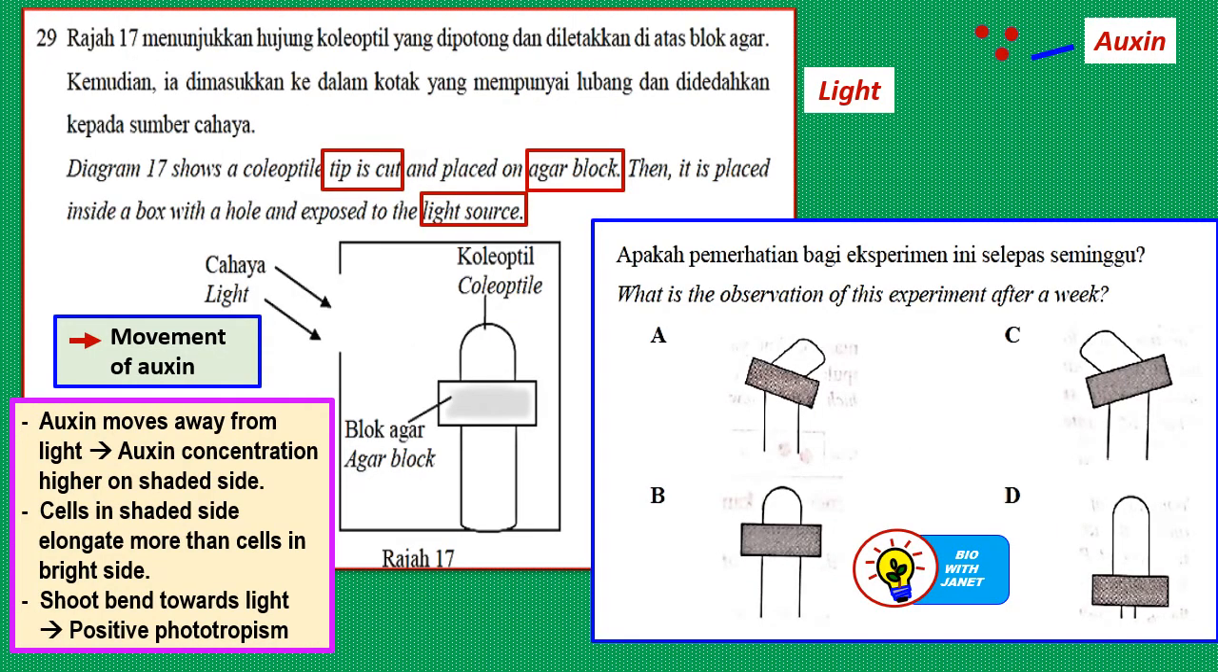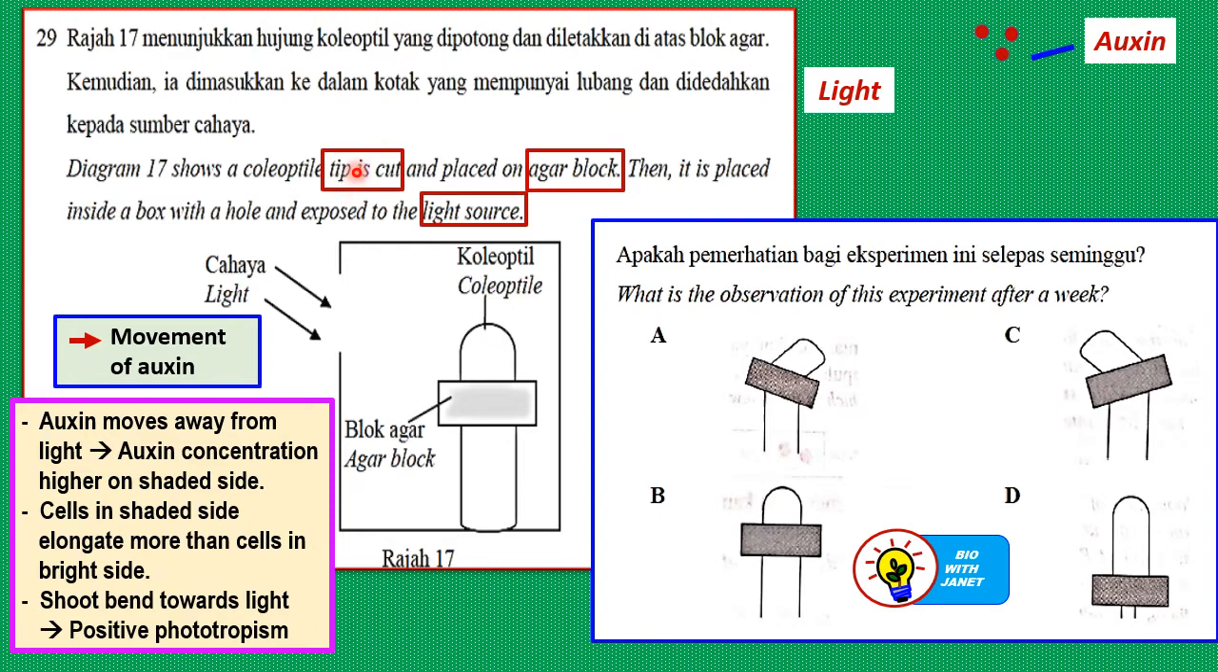Question 29. Diagram 17 shows a coleoptile tip which is cut and placed on an agar block. Then it is placed inside a box with a hole and exposed to the light source. What is the observation of this experiment after a week? Okay, so here in this diagram you have to trace the movement of the auxin, which is the hormone that can stimulate elongation of cells, right?